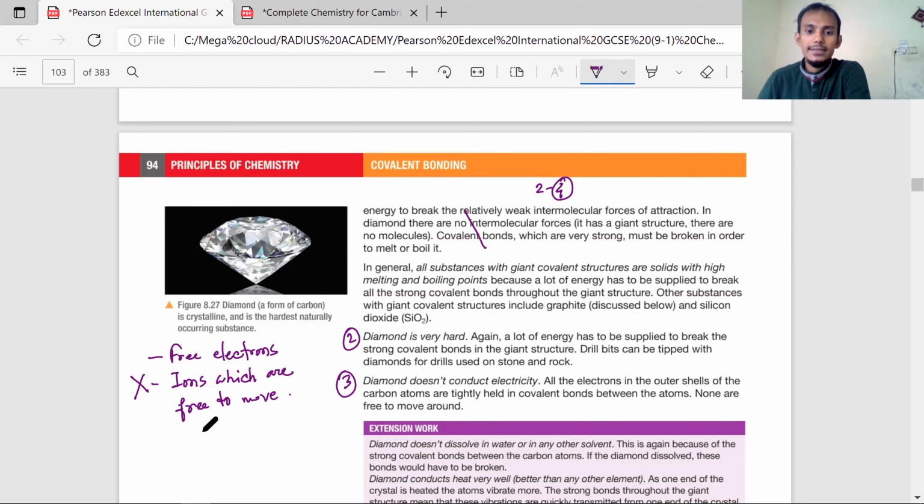Okay, so it will say diamond doesn't conduct electricity, and they will ask you this question for 2 marks. Why does diamond not conduct electricity? So you'll say diamond is a giant covalent structure where all the outer shell electrons are busy forming covalent bonds. So no free electrons are present, no free electrons which are mobile, or free to move. So they will not conduct electricity. All the electrons in the outer shell of the carbon atoms are tightly held in covalent bonds. They're busy forming covalent bonds between atoms. None are free to move around, so they will not conduct electricity. They will ask you this question for 2 marks.